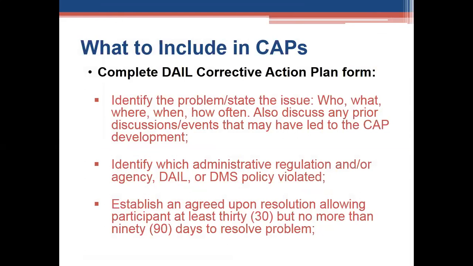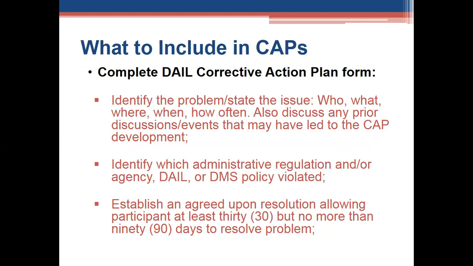Now that we have discussed when to use a CAP, let's discuss what needs to be included in them. First and foremost, they need to be completed on the Dale Corrective Action Plan form. It is crucial that while identifying the problem and stating the issue on the form, that you include who, what, where, when, and how of the situation. Be as specific as possible and also discuss any prior discussions or events that may have led to the CAP. You will also need to include which administrative regulation and/or agency, Dale, or DMS policy that was violated.